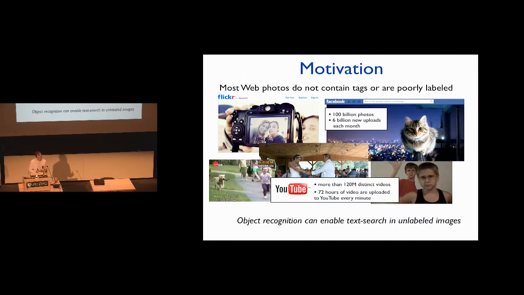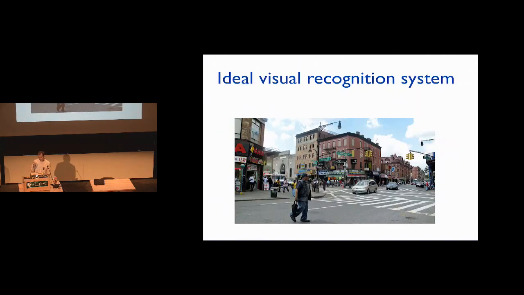Nobody can search in it using traditional text search technology. So I'm interested in designing recognition systems that can take a picture or a video and automatically tag it with its content so that we can enable text search on these important repositories. So here is how my ideal visual recognition system should perform, even on a challenging, complex scene such as this one.